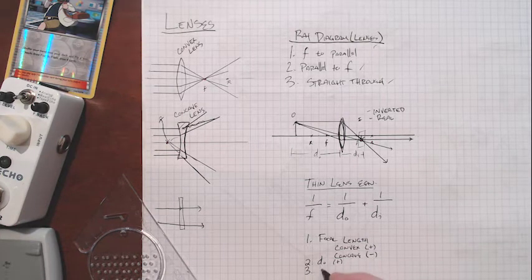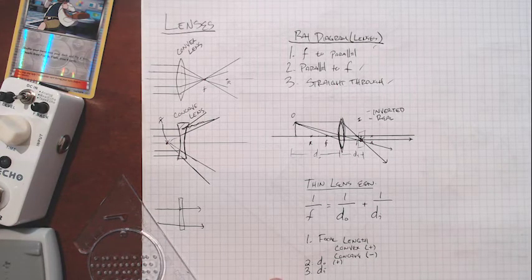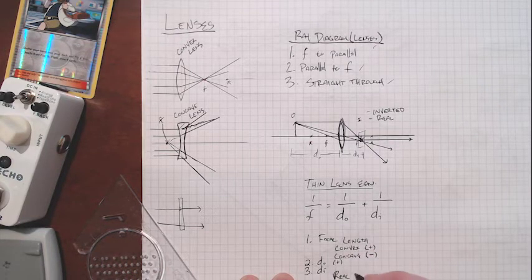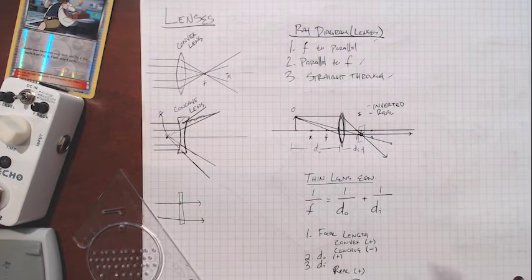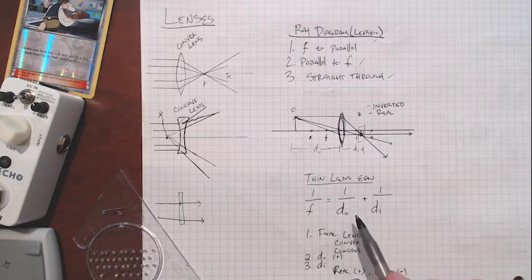And the third rule deals with the image distance. Let's start with positive. If it's positive, that means you're going to get a real image, and if it's negative, that means you're going to get a virtual image. So again, this equation describes the relationship between focal length, distance to the object, and distance to the image.